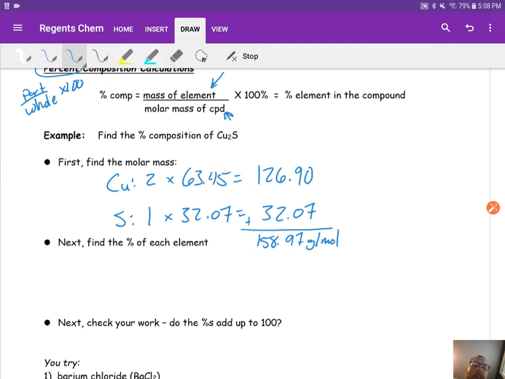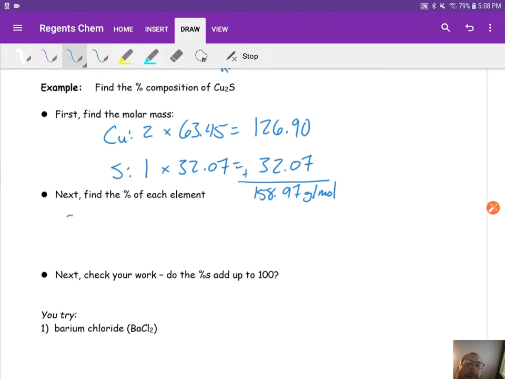Now we can figure out the percent of each element. So copper, its part was 126.90, divided by the whole, which is the molar mass that we calculated, 158.97, times 100. Part over whole times 100. When you do your math for percentages, it's okay to round to 1 decimal place. You might see multiple choice where it's a whole number, but to be safe, 1 decimal place. Don't worry about sig figs with it. You wouldn't be asked for proper sig figs with percent composition.